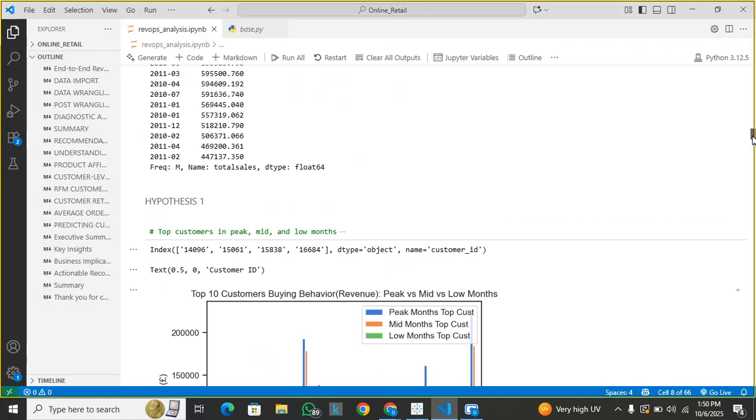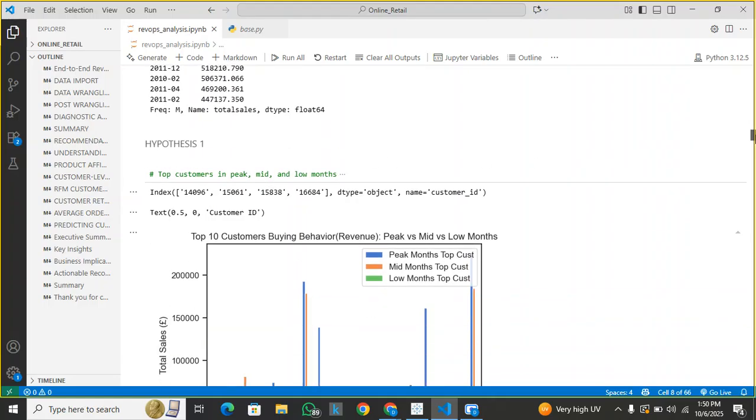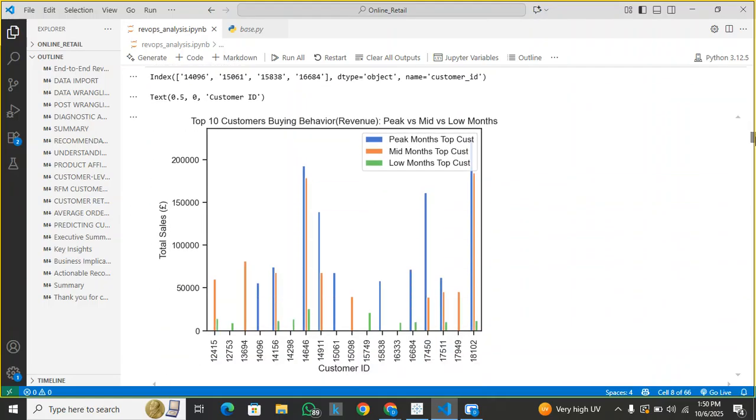So, going into the first hypothesis, we found out that we got four new customers in the peak months when compared to average and low months. There were four new high spenders in the peak months. This is a chart that shows how consistently these customers purchased. These are all high spenders, and this shows how consistently they've purchased in peak, average, and low months.